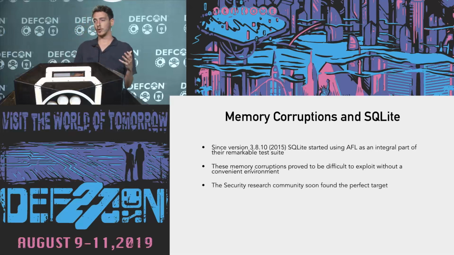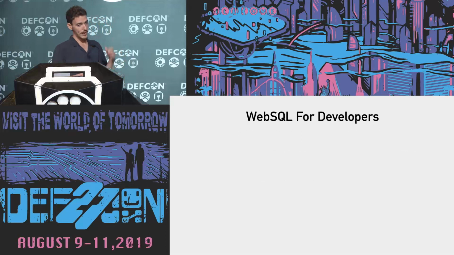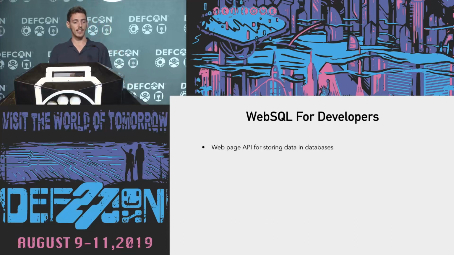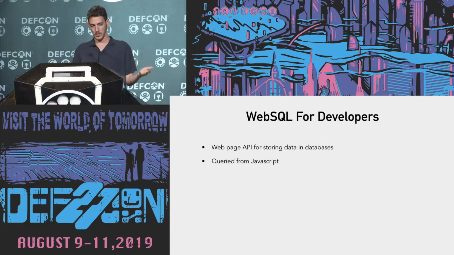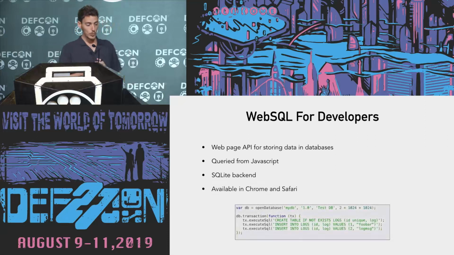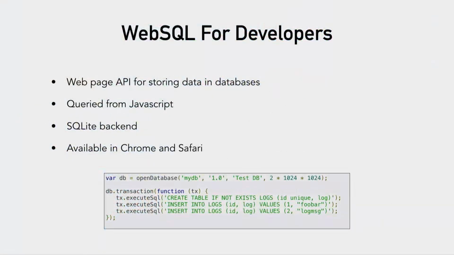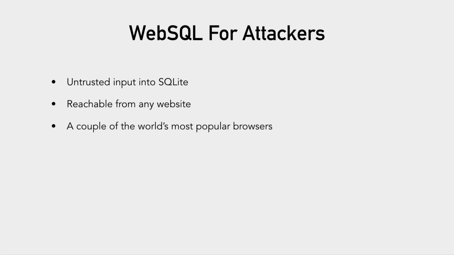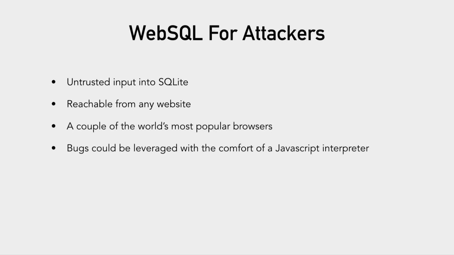But the security research community soon found the perfect target, and it was WebSQL. So WebSQL is essentially a web page API for storing data in databases. It is queried from JavaScript using SQL, and it has an SQLite backend, and it is available in Chrome and Safari. Here we see an example of how to query SQLite using JavaScript. It's very straightforward. But in other words, what I'm hearing here is that we have untrusted inputs into SQLite, reachable from any website on the internet in two of the world's most popular browsers. And now every memory corruption bug could actually be leveraged with the comfort and knowledge of JavaScript exploitation.